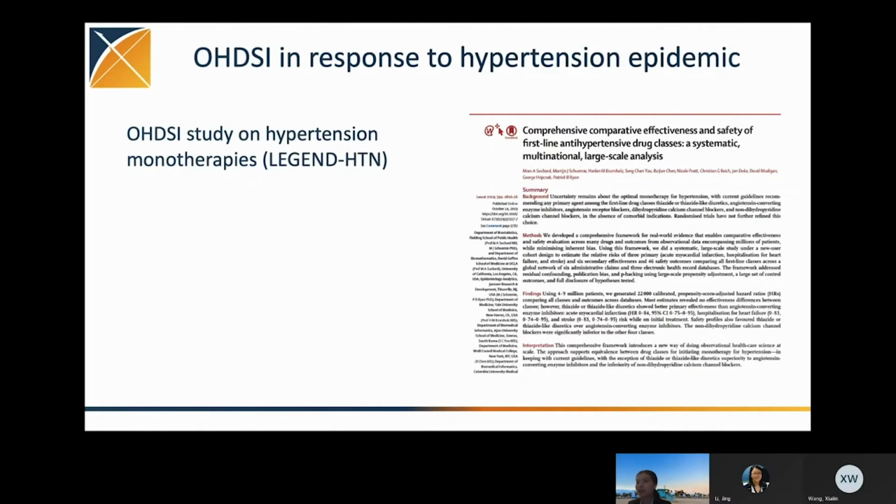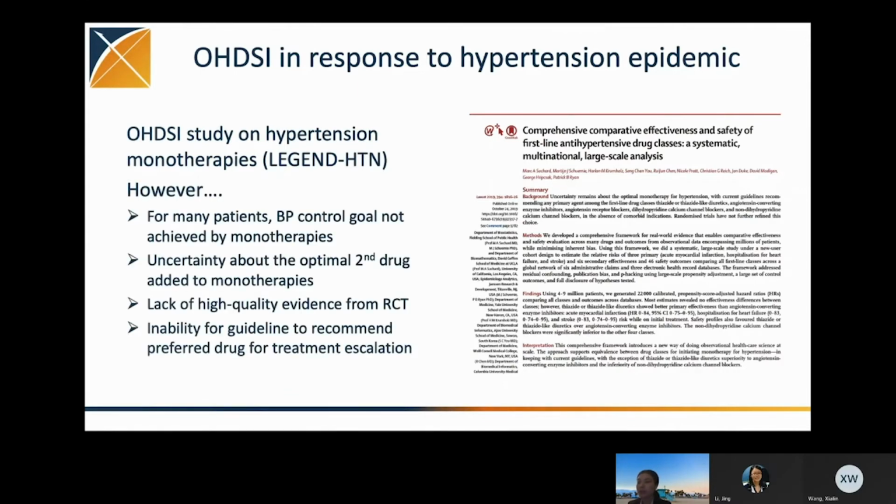The Legend Hypertension is a landmark study that leverages the Odyssey community to access a global network of databases and apply state-of-the-art informatic approaches to comprehensively compare first-line antihypertensive medications. This successful collaborative work, published in The Lancet, really set up a model for other Odyssey network studies to follow.